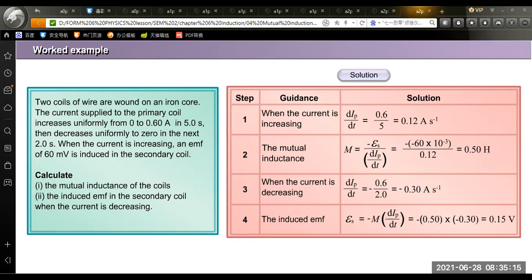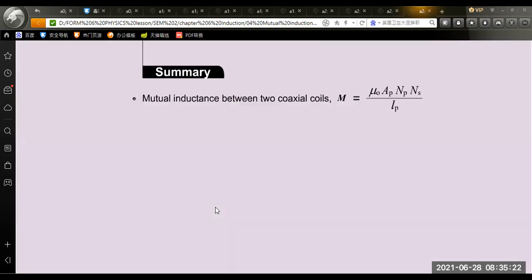As a conclusion, we said that the mutual induction between the two coaxial coils M is equal to mu naught AP Np Ns over Lp. That's all for today's lesson. Remember class, for mutual induction, just apply the formula to solve it.